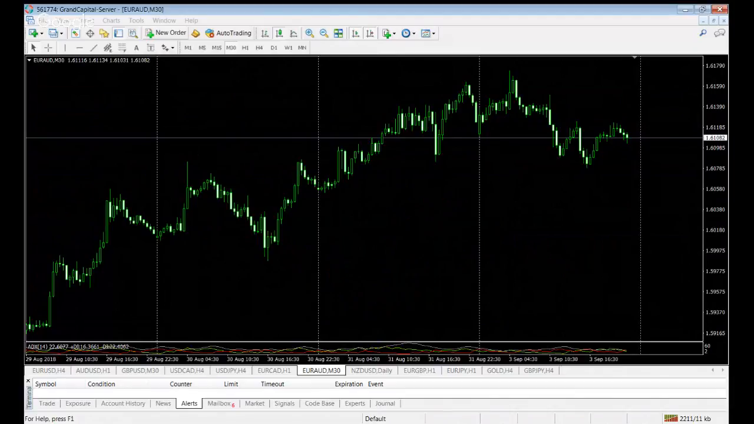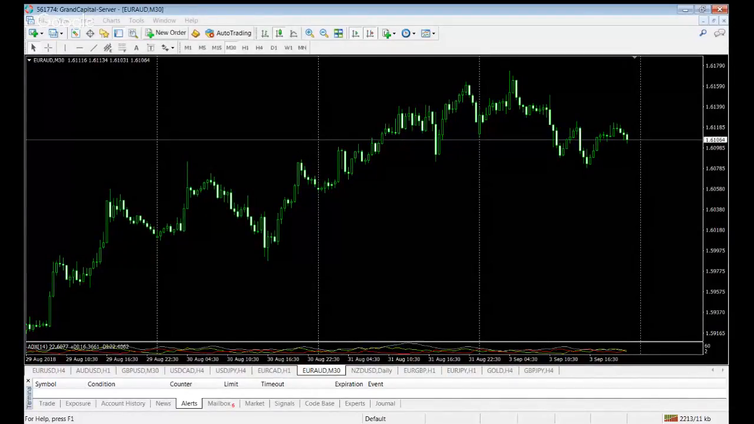So under pending orders, we have four types: the buy limit, the sell limit, the buy stop, and the sell stop. Now let's start with the buy limit. So we have set our buy limit now. We want to do a buy limit.